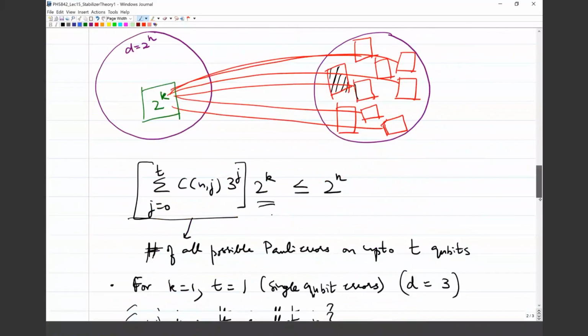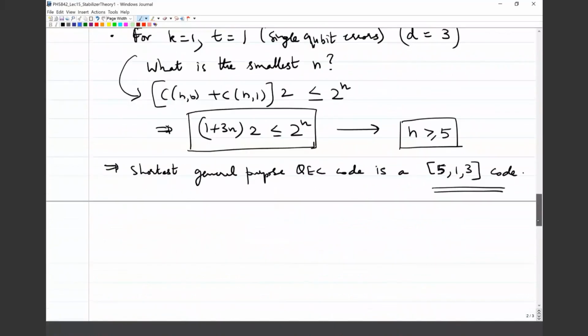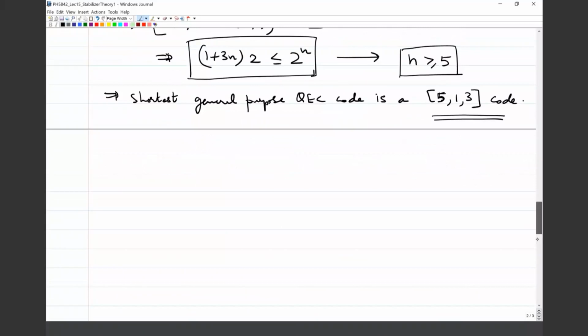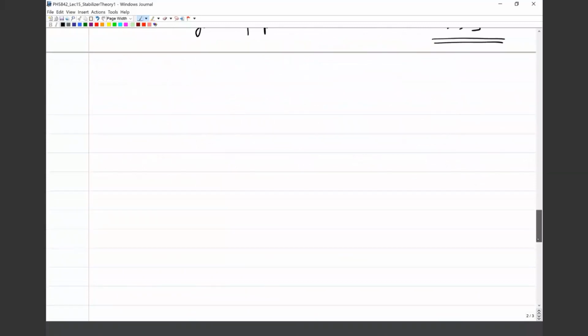Okay, so this was about code parameters and the Hamming bound again, because I did this in the very last minute yesterday. I just wanted to revisit this quickly. Any questions? Okay, so let's move on to now talking about the stabilizer idea.